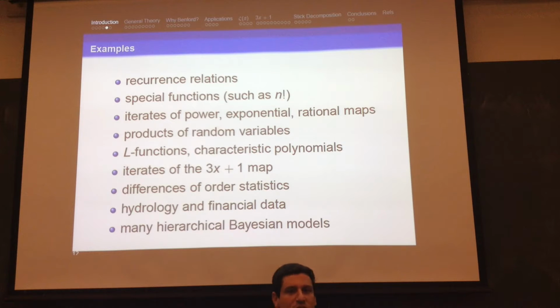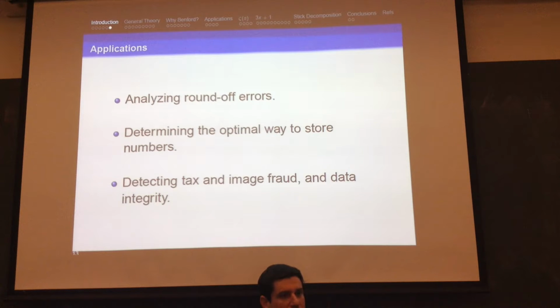So here are some examples of places where Benford's law comes into play. Recurrence relations, special functions, iterates of power exponential rational maps, products of random variables, for myself and number theory, L-functions, iterates of the 3x plus 1 map, differences in order statistics, a lot of financial data, which is one of the big applications and why the IRS cares so much about this, many hierarchical Bayesian models for those of you who are doing stats. So in terms of applications, here are 3 big ones.